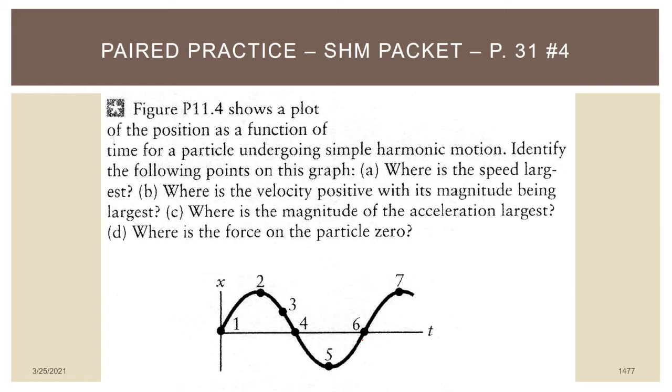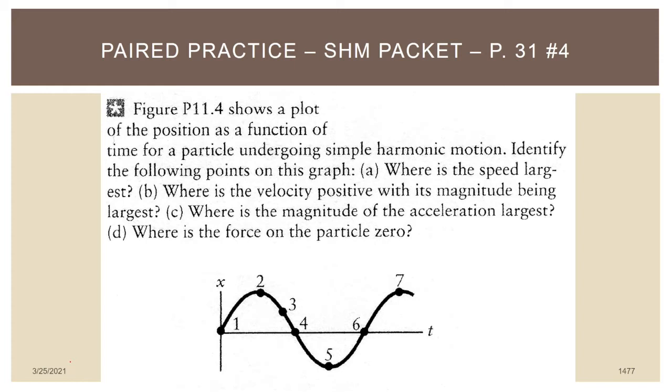Now, part C is asking about where the magnitude of the acceleration is the largest. Again, this is a position versus time graph. And so what you need to be thinking is that the slope of the tangent line is the velocity. Now, the key detail here is this question is not asking about the velocity. It's asking about the acceleration.